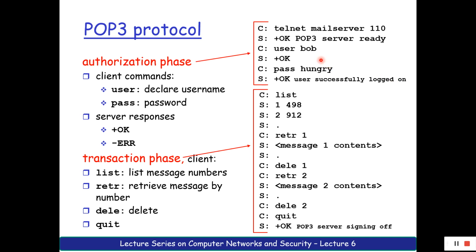You first click on gmail.com, then it asks you for a username. You enter your email ID, then you press enter, then it asks for a password, and then you have your inbox or your mailbox completely open. So that is what is called the authorization phase in POP3 as well. After the authorization phase, it enters the moment you are into your mailbox.